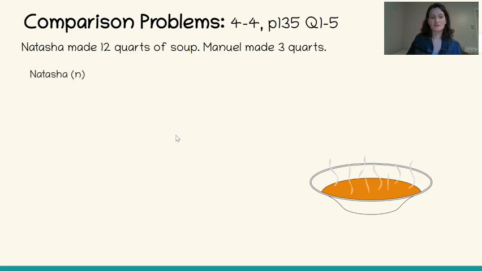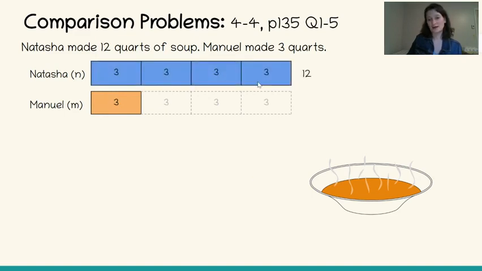So you're going to have Natasha first as the biggest amount, and then Manuel. And Manuel made 3 quarts. So we know that Manuel's bar is just going to have 3. Natasha's bar of 12 is going to be split into groups of 3 because Manuel only made 3. And we're figuring out how many times as many quarts of soup Natasha made. Okay. So your comparison bars, you're going to have one of 12 that has 4 groups of 3. And then Manuel's is just going to have the 1 group of 3.